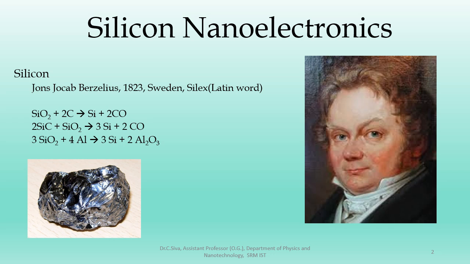Before that, we will understand how silicon originated and how we extract the silicon. Silicon was identified by Jöns Jacob Berzelius in 1823. The name comes from the Latin word silex. Silicon can be extracted from silica sand using carbon or aluminium through chemical reduction reactions.